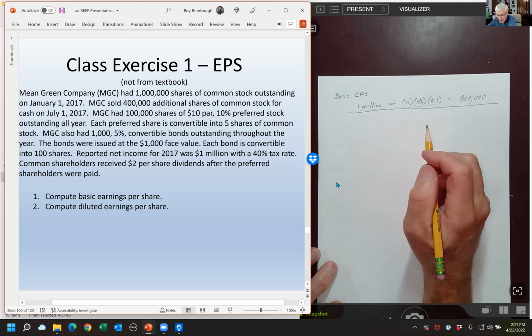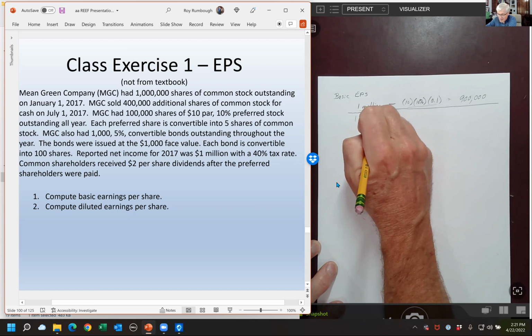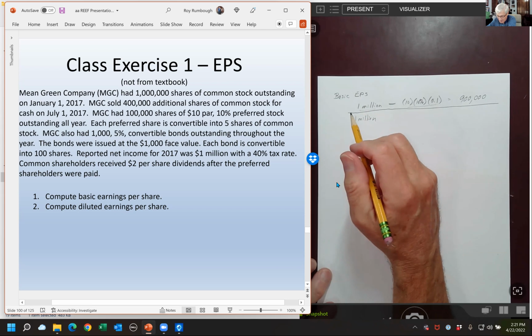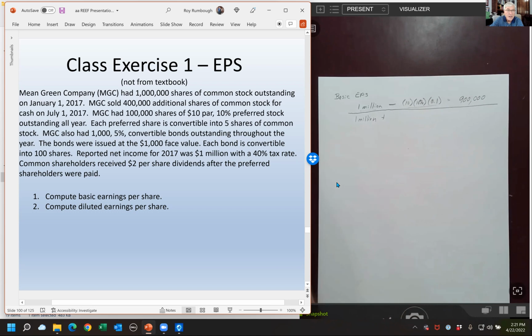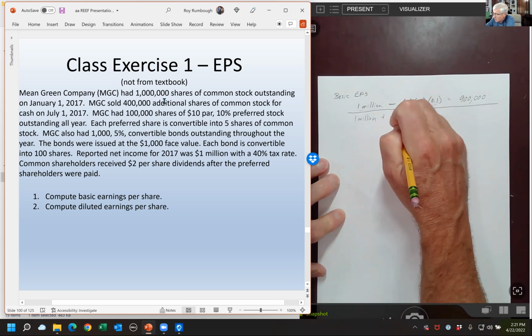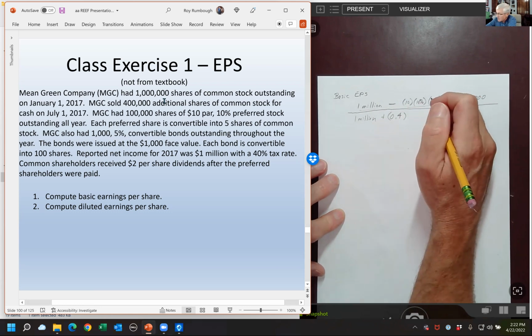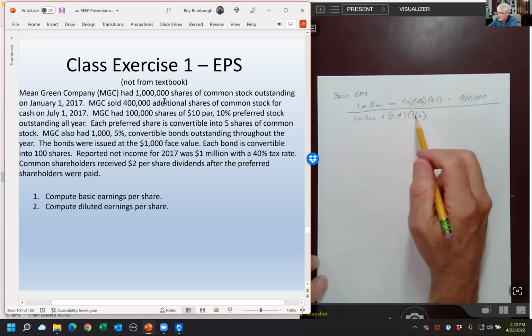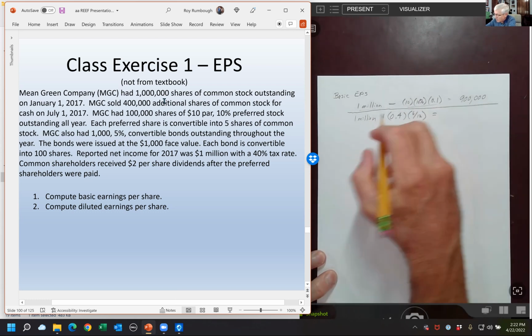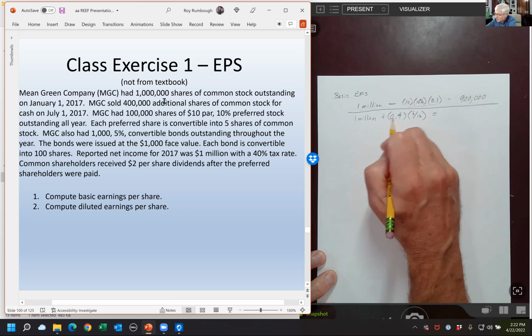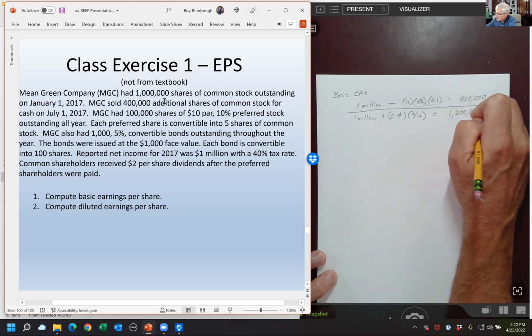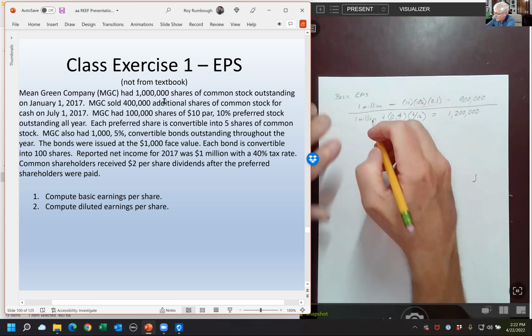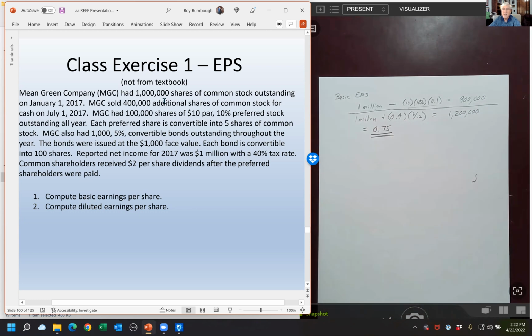What's the denominator? We had 1 million shares of common stock outstanding, and we're going to add in the 400,000, 0.4 million common stock sold on July 1, times 6 divided by 12. It was outstanding July through December, 6 months, so we use a weighted average. Now we've got 1 million plus 0.2, 1.2 million, 1,200,000 shares. Basic EPS equals 75 cents per share. That's pretty easy. That's basic EPS.